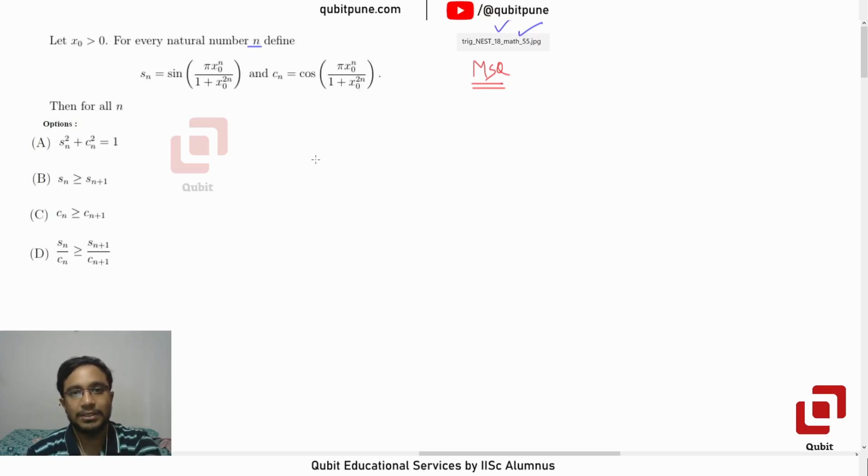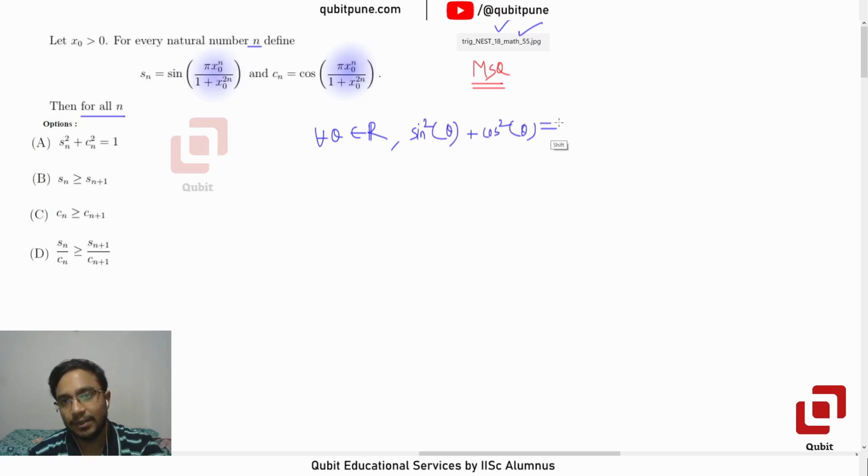Option A says Sn squared plus Cn squared is equal to 1. Observe that the angle here and the angle here, both these angles are same for given n, and here they are saying for all n. Now we know for all angles theta in the set of real numbers, sine squared theta plus cos squared theta is 1. So A is correct.